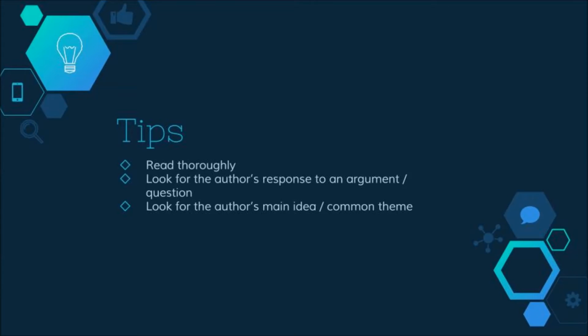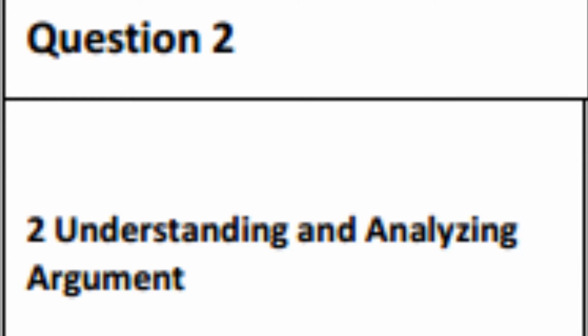Second, look for the author's response to an argument or question. This will help to identify the thesis. Finally, look for the author's main idea or common theme. The previously mentioned strategies will help in this process. Okay, so now we're going to talk about how to achieve a perfect score on question 2, which focuses on understanding and analyzing the argument.